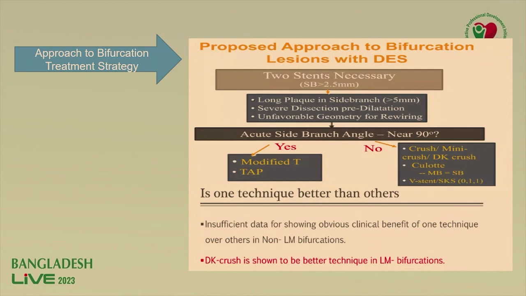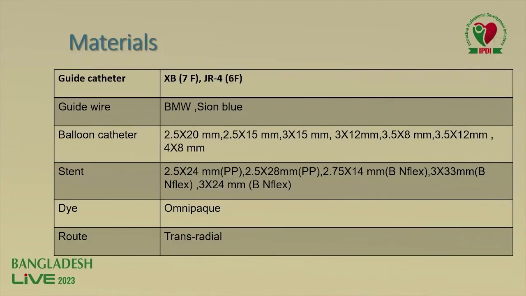This slide shows the proposed approach to bifurcation lesion with drug-eluting stent by two-stent strategy. In our case, the angle is 90 degrees, so we can do crush, mini crush, DK crush, culotte, or bi-stenting. Is one technique better than others? Insufficient data show obvious clinical benefit of one technique over others in non-left main bifurcation. DK crush is shown to be a better technique in left main bifurcations. This slide shows the materials which are used for the procedure.